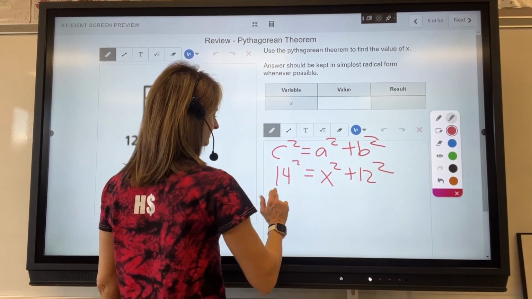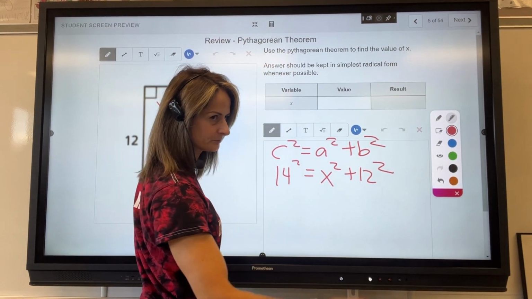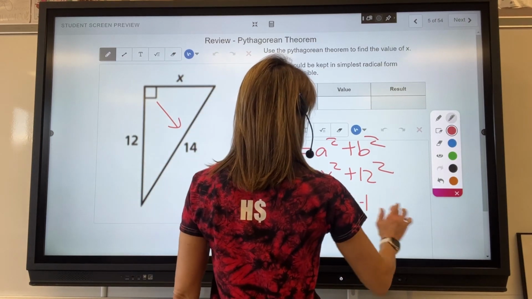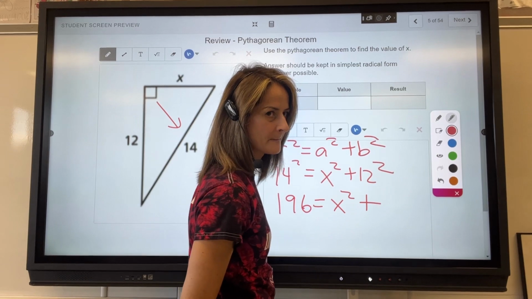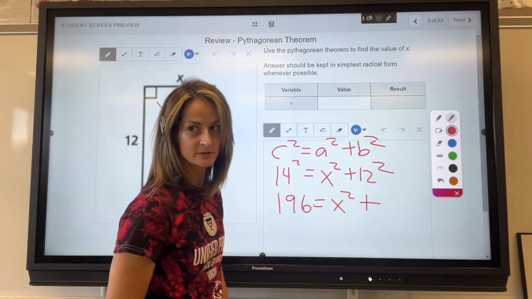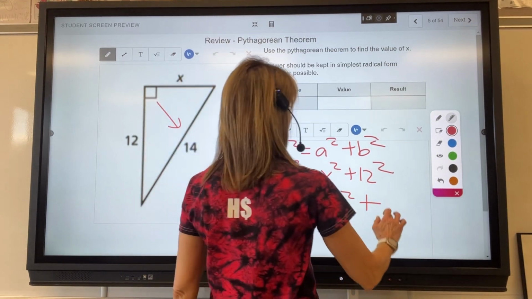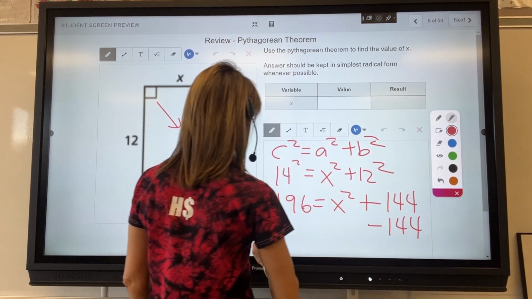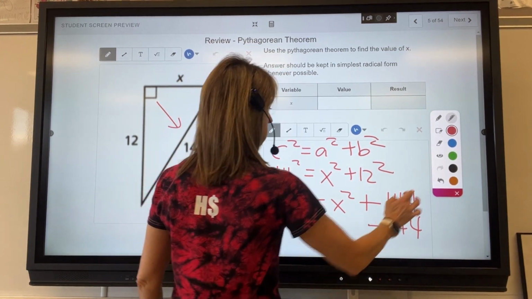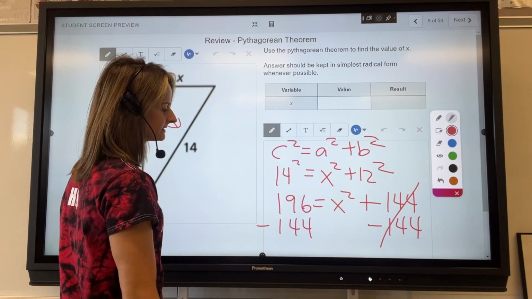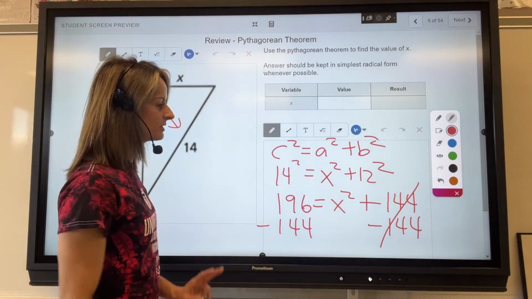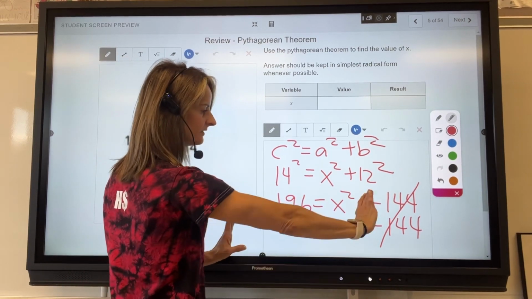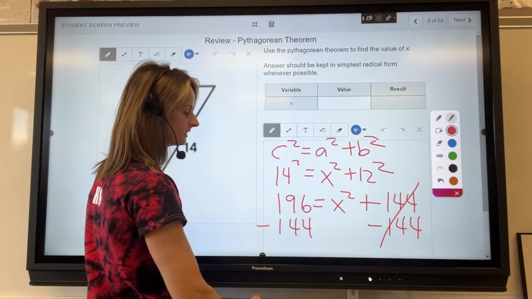So 14 squared is, it's 196, isn't it? Yeah. 196 equals X squared plus 12 squared. We just reviewed our times tables. Should we do long division today? I was thinking we might do long division. Do you guys remember how to do long division? What's 196 minus 144? Notice I'm getting the numbers to the same side and I'm isolating the X squared and leaving it on one side. 52?